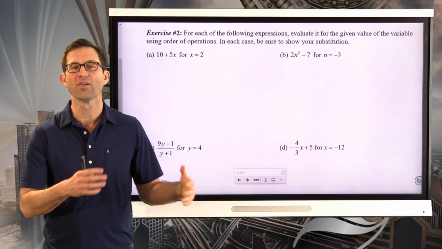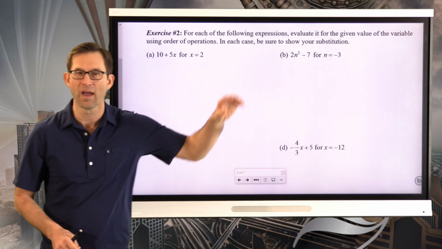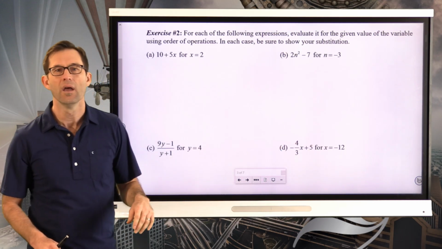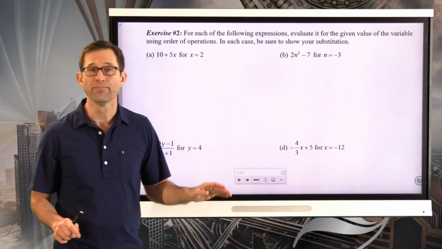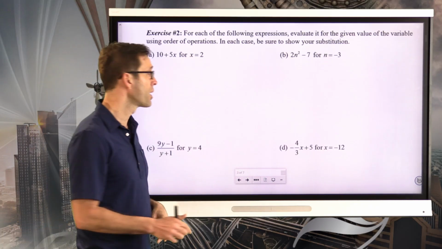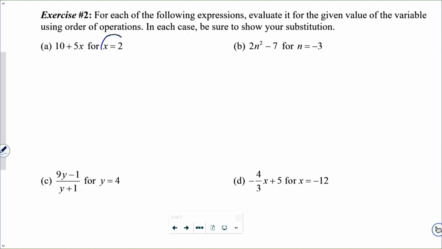All right, so we've got all sorts of stuff going on here, right? We've got some exponents, some division with fractions, more fractions. All right, so anyway, very, very simple, right? I'm going to evaluate 10 plus 5x for x equals 2. What I'm going to do in this kind of problem is take my x equals 2 and substitute it in for x, right?